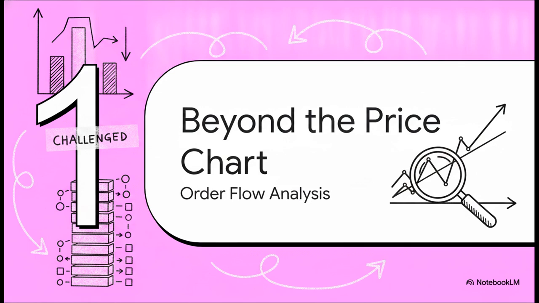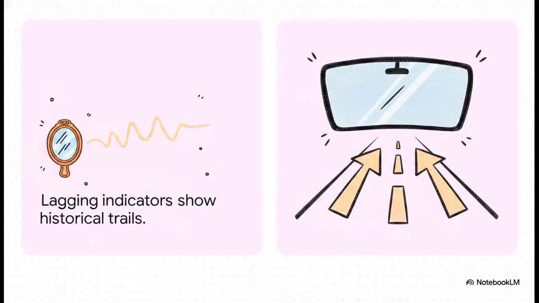Section 1. Beyond the price chart, focusing on order flow analysis. Okay, listen, if there is one single habit you break today, it's relying solely on lagging indicators. Just think about the math behind standard tools like moving averages, the RSI, or the MACD. They calculate past closes. They represent a historical reality, basically telling you what happened 5 minutes ago or 5 days ago. As our sources so brilliantly put it, it's literally like trying to drive your car down the highway while only staring in your rearview mirror.